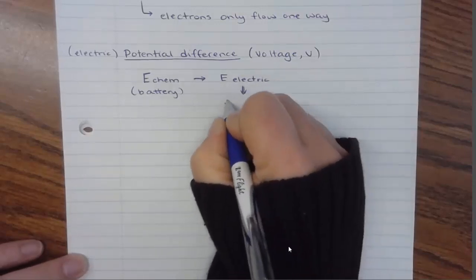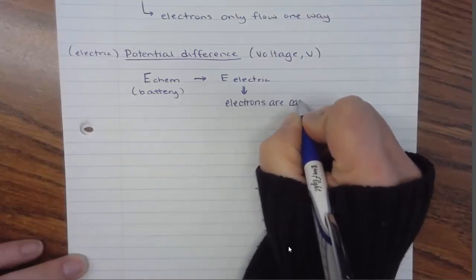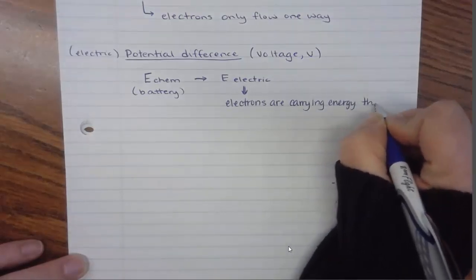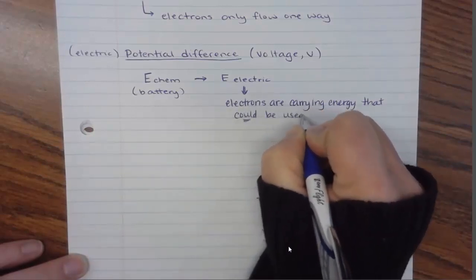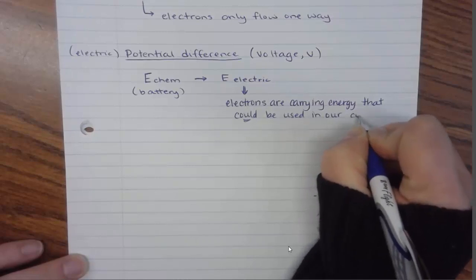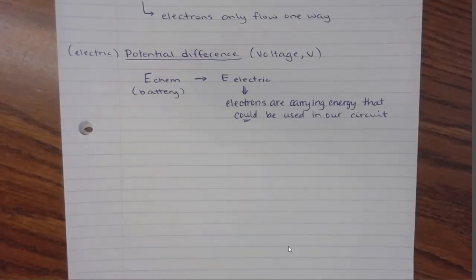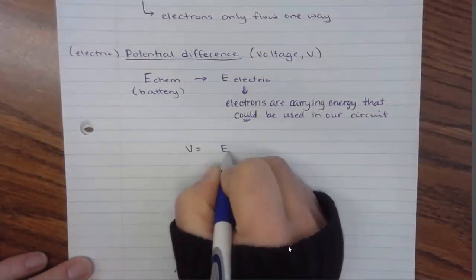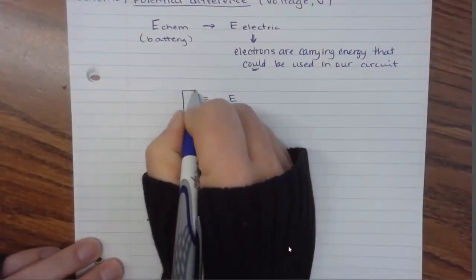So the electrons in our circuit are carrying energy that could be used in our circuit. And so to calculate voltage, what we've got is the equation V equals E over Q. So this is the equation that was on our video.